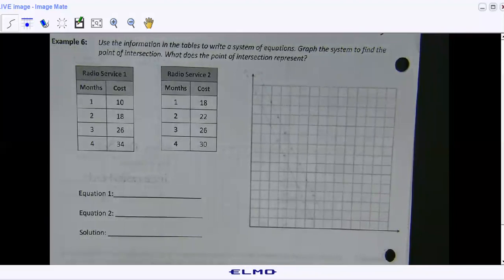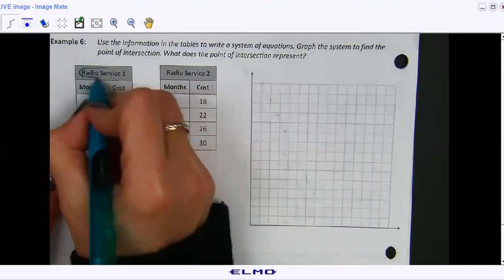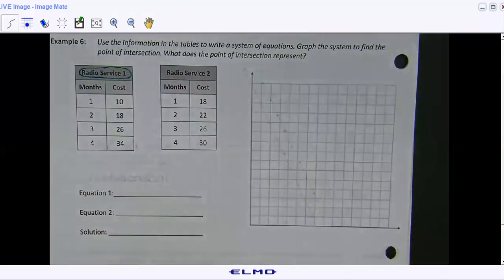Okay, so we are going to look at the 2 radio services. You have radio service 1, and we need an equation for it. So what's the first thing that we have to figure out in this table? We need the equation. Before we find the y-intercept, we have to find slope. From a table, how do we find slope?